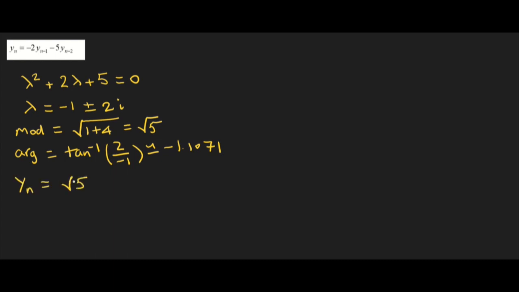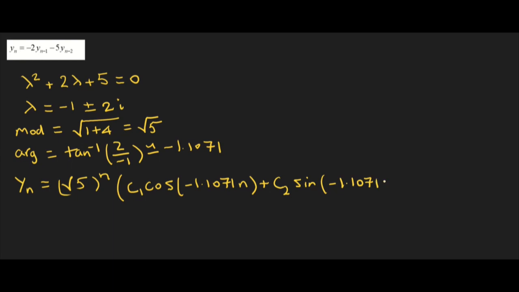We can now write down the solution of this equation. We've got yn equals root 5 to the power n multiplied by a constant of integration c1 times cos of minus 1.1071 multiplied by n, plus another constant of integration c2 multiplied by sine of minus 1.1071 multiplied by n, and this will generate a cyclical solution.